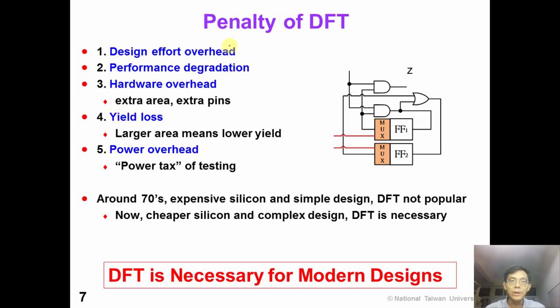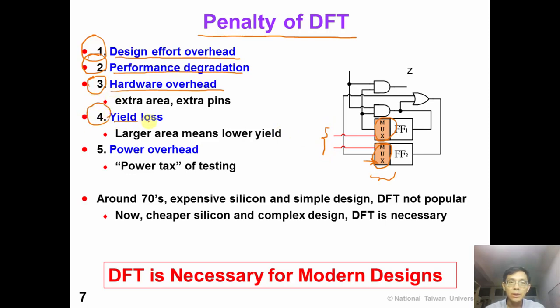However, DFT is not free. To implement DFT, there are penalties. First of all, designers have to pay extra efforts to run DFT tools. And the second, DFT causes performance degradation. For example, if we insert mux into the circuit in our motivating problem, then there is one extra mux delay on the signal path. The third penalty is hardware overhead. As we can see in this example, we need extra area for this mux DFT circuitry. We also need extra pins for the DFT.